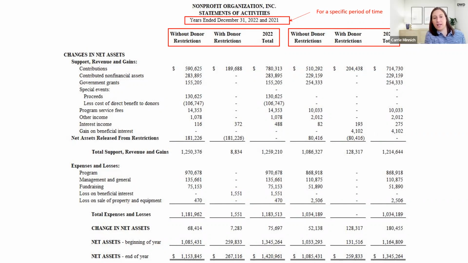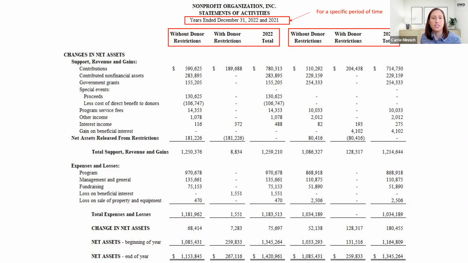We didn't use that as of December 31st, 2021, so that got rolled forward to 2022. In 2022, we also added $190,000, and then we spent $181,000, to come down to the very bottom of $267,000 that we have left that we haven't spent yet. And then we also have a column, the 2022 total, that shows the total of all of the funds during the year.